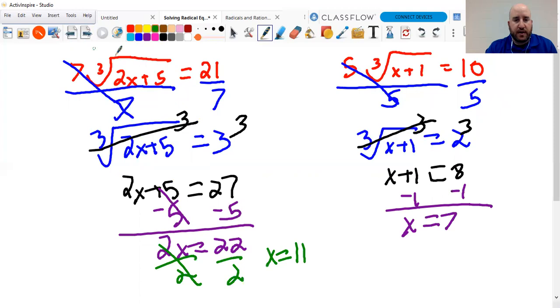And that's it. I thought I had one more page. That's it. All right, so that's all your square roots and cube roots. Should hopefully be enough for you to get through your worksheet.